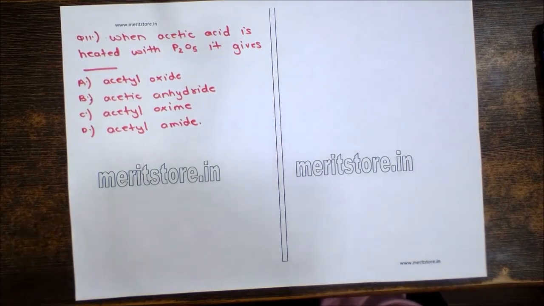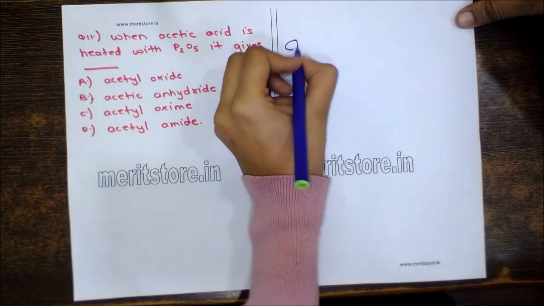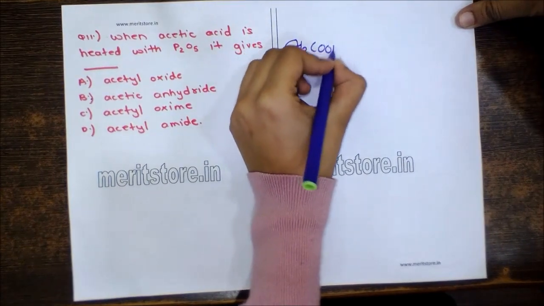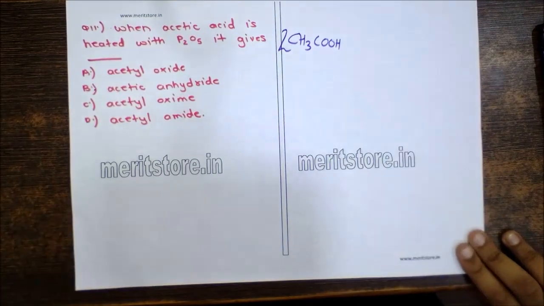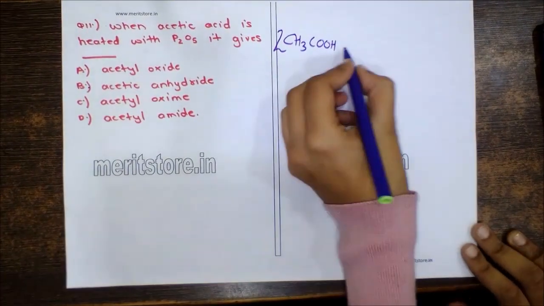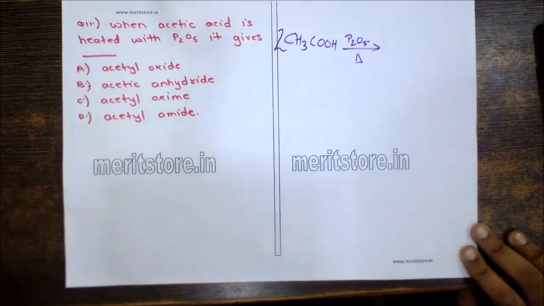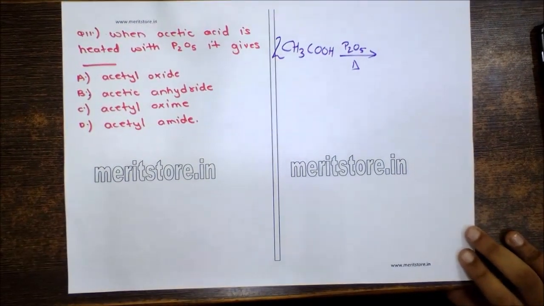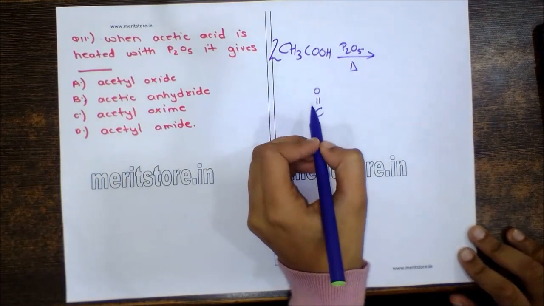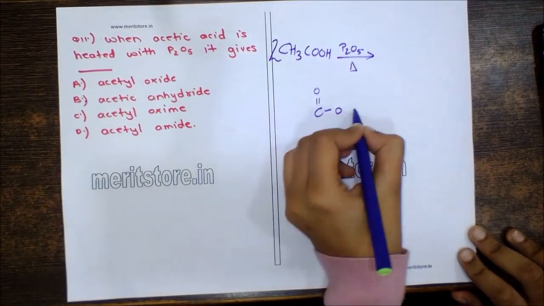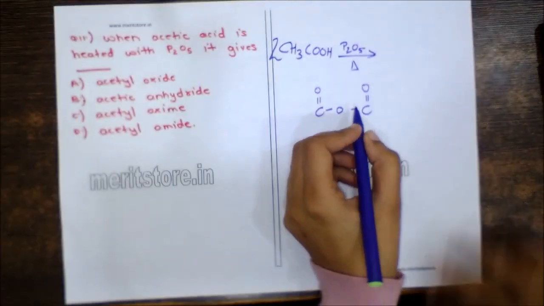acetyl amide. So over here, first I will make acetic acid, that is CH3COOH. For the reaction purpose and balancing, I will double it, and I will have its reaction with P2O5 as given in my question. I will heat it. This will form acetic anhydride. What is acetic anhydride? It is C double bond O. Now this has an O in the middle, and this is again attached to a carbon with C double bond O.